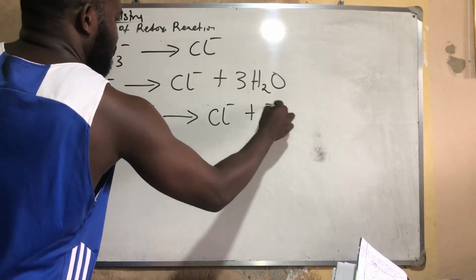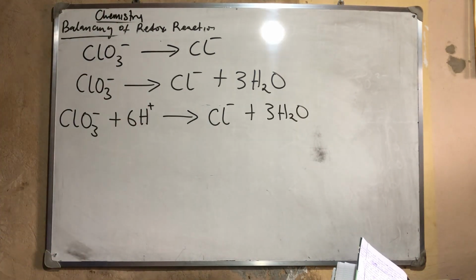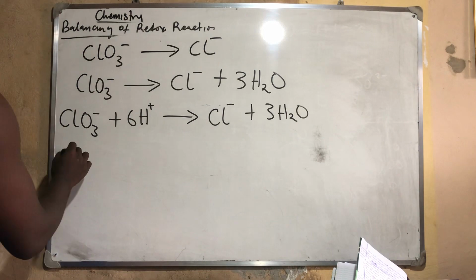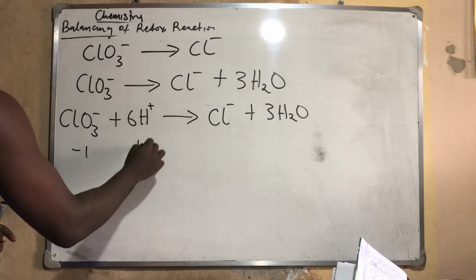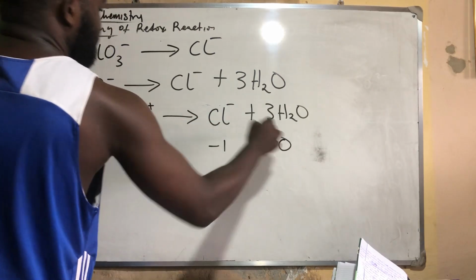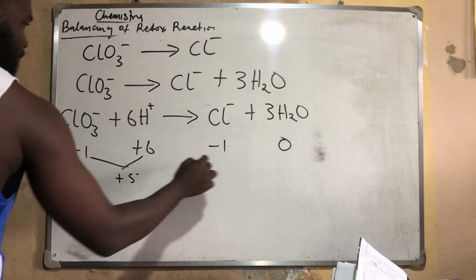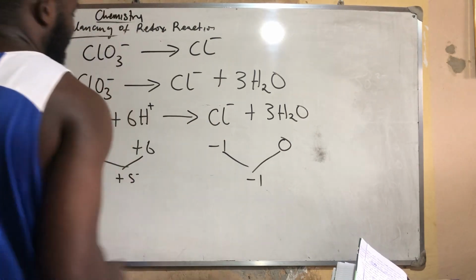Cl minus plus 3 H2O. Okay, so what do we do? The charges: 1 times this is minus 1, 6 times this is plus 6, 1 times this is minus 1, 3 times 0 is 0. So what do we have? The both of them is giving me plus 5. The both of them is giving me minus 1.